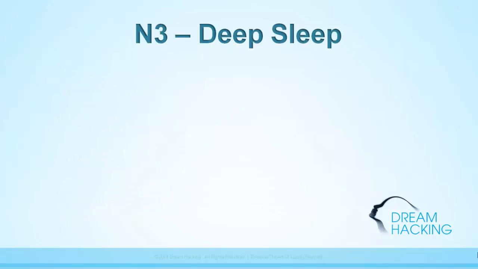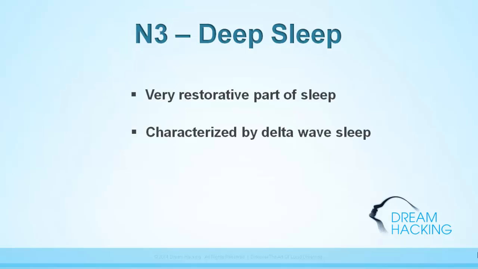Our next stage is N3, otherwise known as deep sleep. This is a very restorative part of our sleep that is characterized by delta wave brain activity. It is also very difficult to wake somebody up who is in this stage.